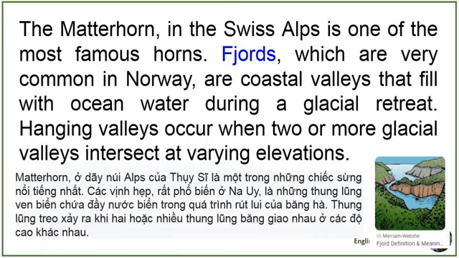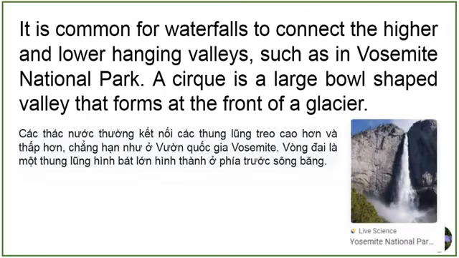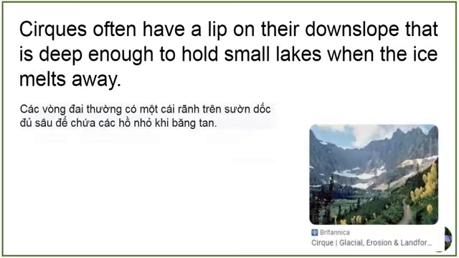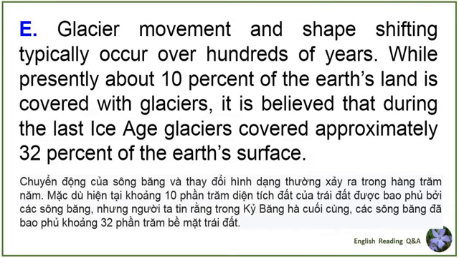Fjords, which are very common in Norway, are coastal valleys that fill with ocean water during a glacial retreat. Hanging valleys occur when two or more glacial valleys intersect at varying elevations. It is common for waterfalls to connect the higher and lower hanging valleys, such as in Yosemite National Park. A cirque is a large bowl-shaped valley that forms at the front of a glacier. Cirques often have a lip on their downslope that is deep enough to hold small lakes when the ice melts away. Glacier movement and shape shifting typically occur over hundreds of years.